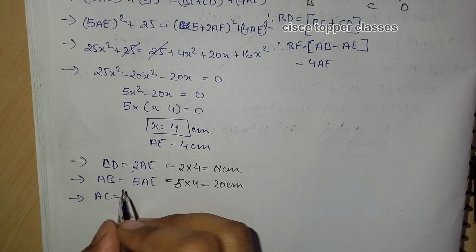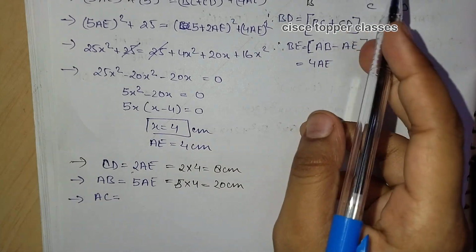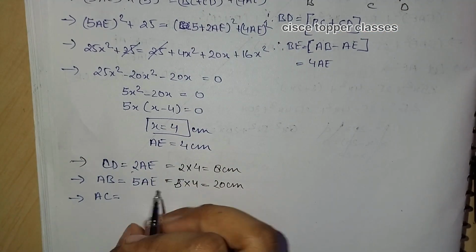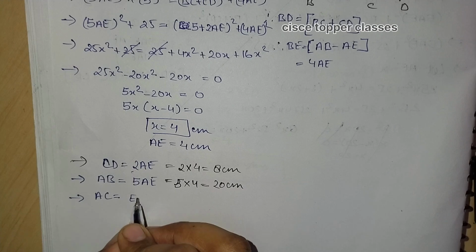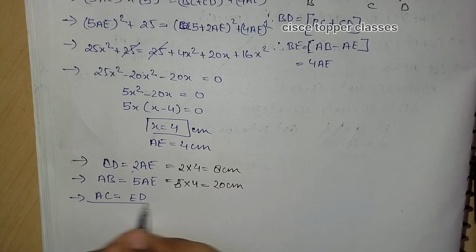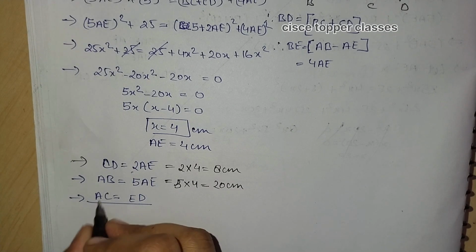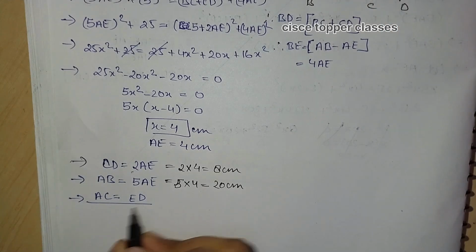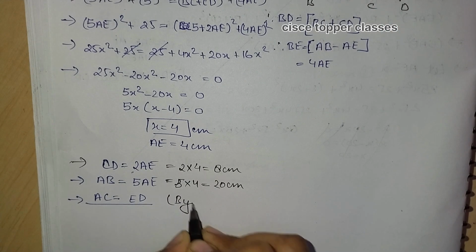AC is not given here, no? So we have to find the value of AC, which is equal to ED, given. So we can simply write AC is equal to ED. We can find it by the hypotenuse rule, by the Pythagoras theorem.